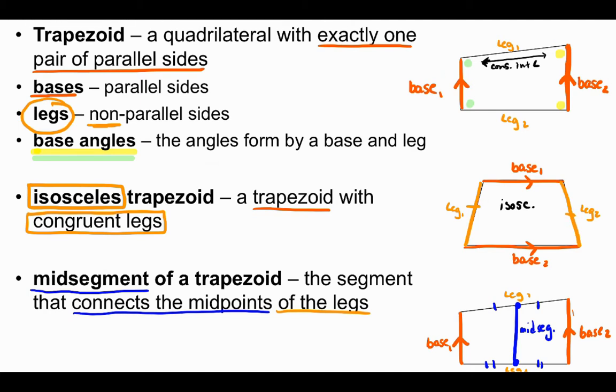Also, similar to triangles, we can put in a mid-segment of a trapezoid. So just like in our triangle, it connects midpoints, but this one is a little more specific. It has to connect the midpoints of the legs. So it doesn't connect the midpoints of the bases, it connects the midpoints of the legs. So you find the midpoint of the first leg, the midpoint of the second leg, and your mid-segment connects them.